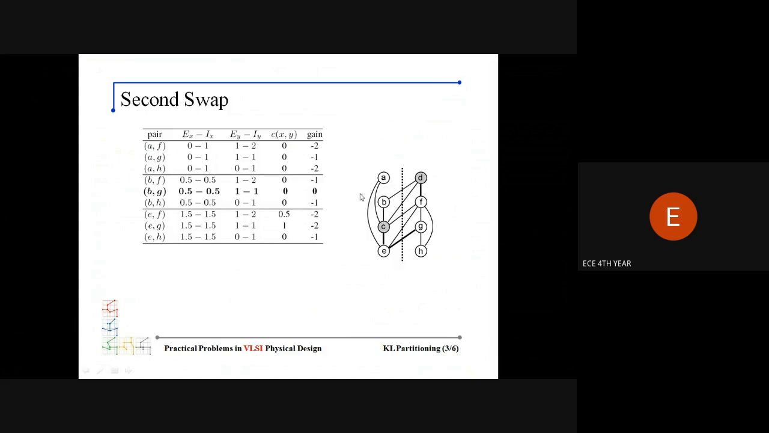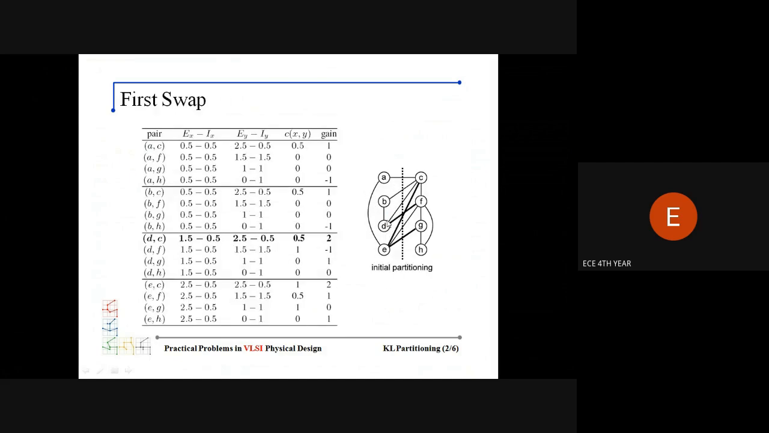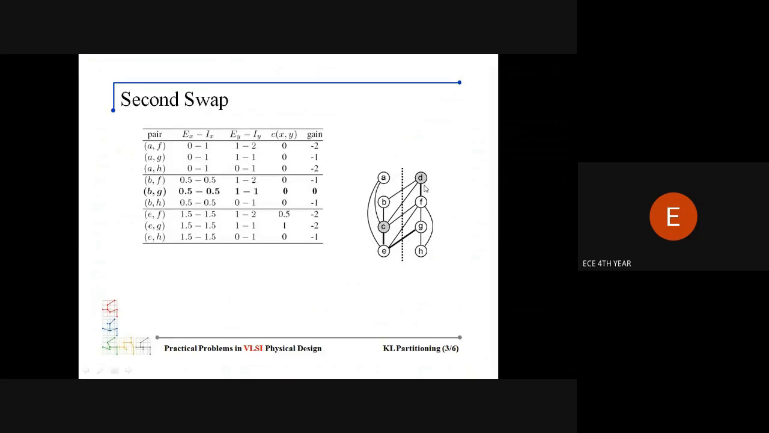See, if we think of this as the first set, in set 1 earlier there was D, and in set 2 there was C. Now set 1 consists of C and set 2 consists of D. So we have exchanged this C and D, and those two are locked, that is why they are shaded. Okay, now as these two are locked, we have to calculate what? The pairs for A with F, A with G, A with H.